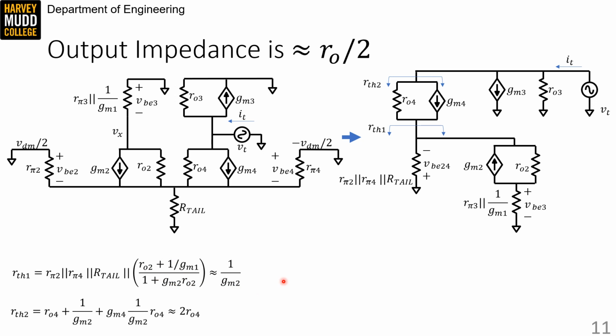Knowing RTH1 makes it easier to find RTH2, which is just given by a left-right pattern controlled by VBE24, since this is the VBE for both GM2 and GM4. We know the current running in the RTH1 branch down here. So this is a left-right pattern, and we see RO4 plus RTH1, which is 1 over GM2, plus GM4 times 1 over GM2 times RO4. If these GMs cancel out, then this is about 2 times RO4.